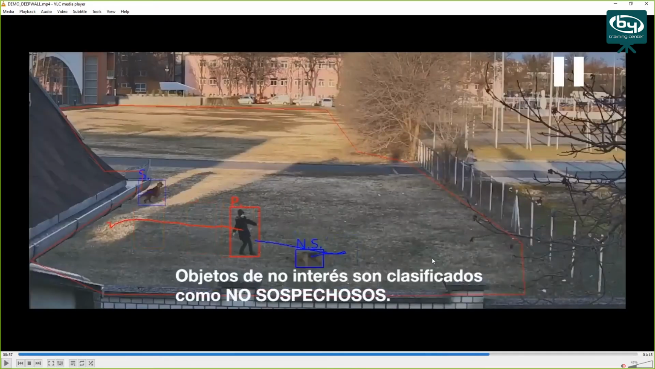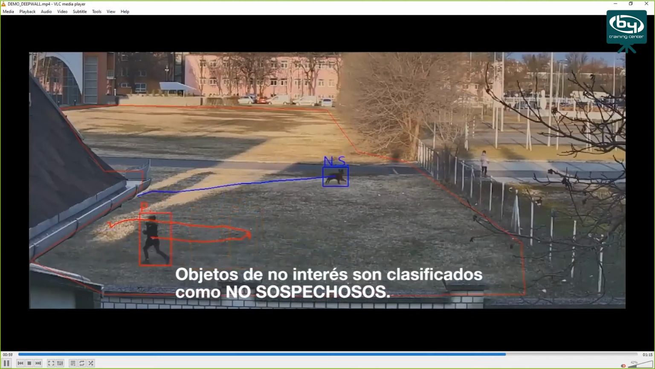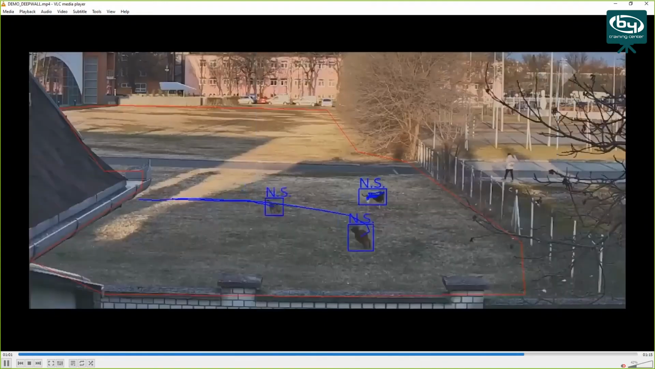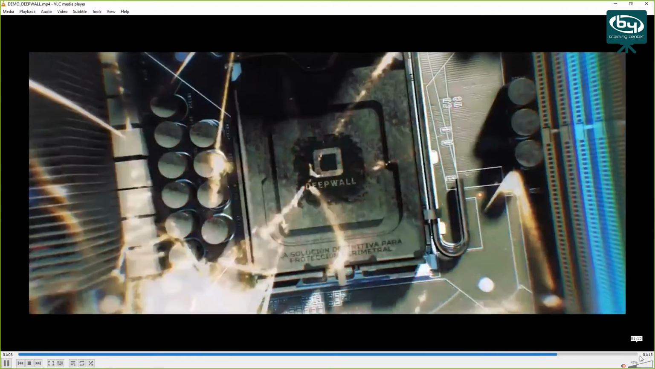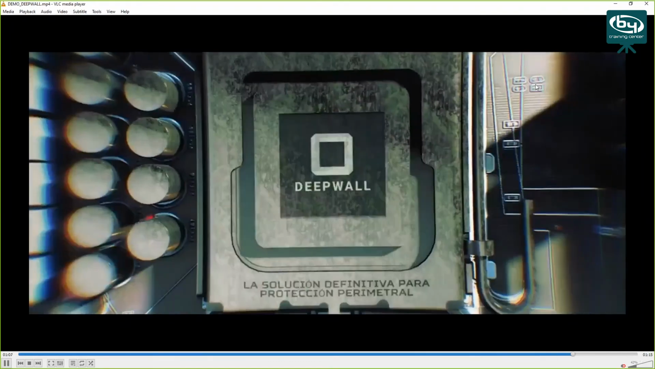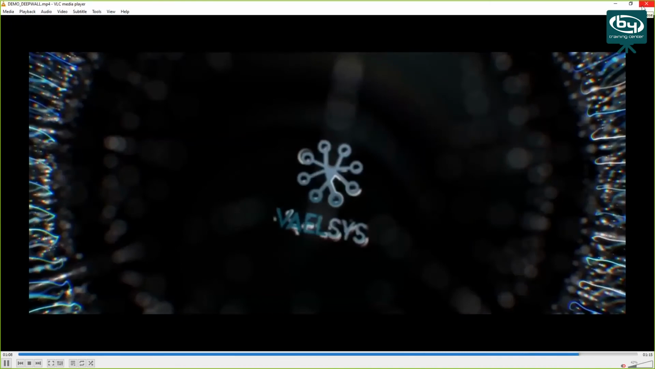And here we can also see a person and a couple of dogs, and we can see that the dogs are classified as non-suspect as soon as the system realizes what they are. Okay, so I hope this video clarifies things a bit.